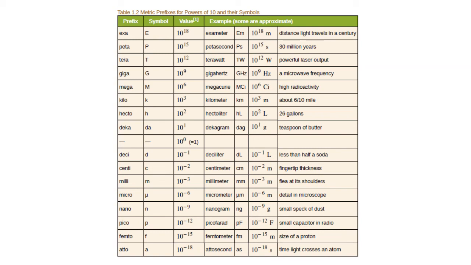Okay? If I had to pick the most important ones out of here, I would say kilo is important, centi is important, milli, micro, and nano. If you know those ones, you'll know most of the ones that you use in your standard physics class.